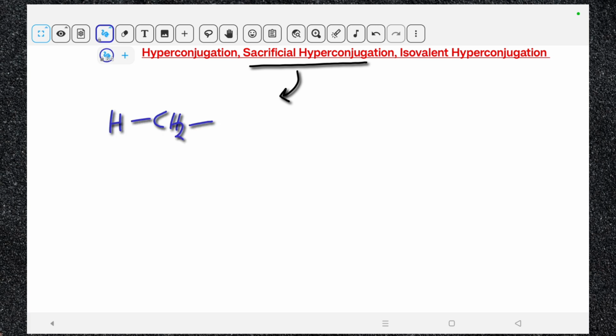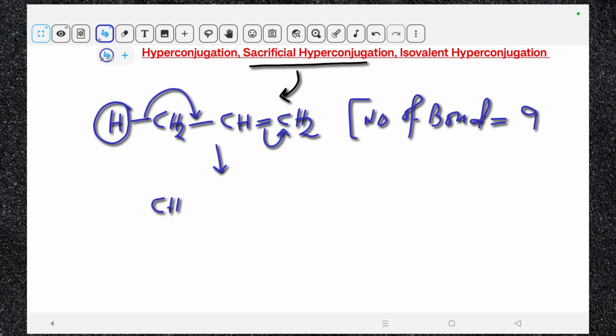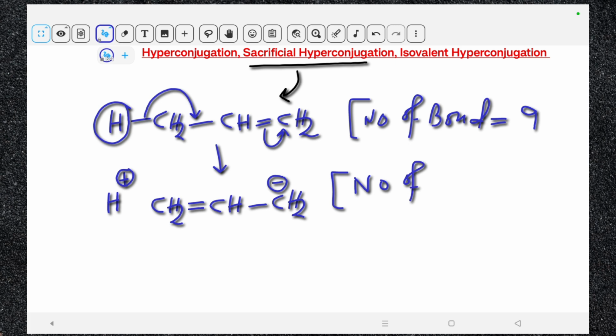In the given example, we can observe that the number of total bonds in the hyperconjugative structure is less than those of the original structure of the species. The total number of bonds in the original structure is 9, while in the hyperconjugative structure, the total number of bonds is 8. So one bond is being sacrificed in the hyperconjugative structure. That is the unique example of sacrificial hyperconjugation.